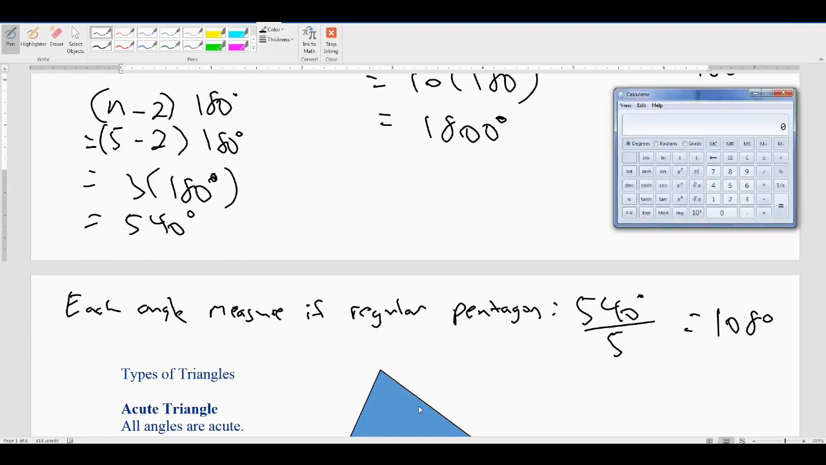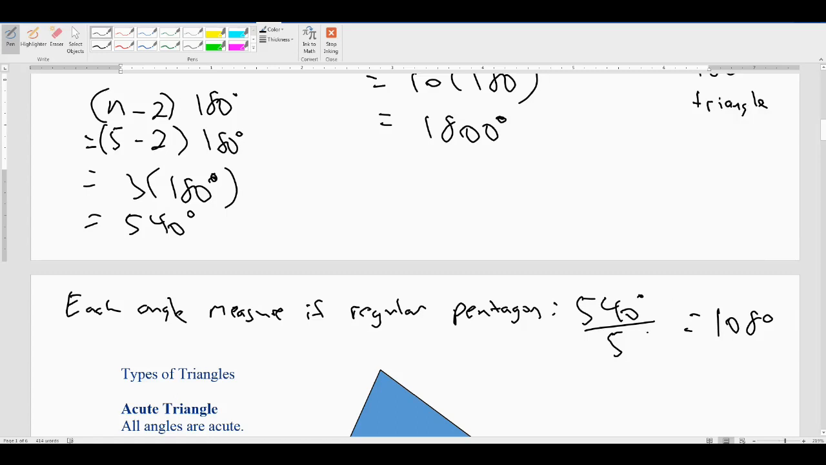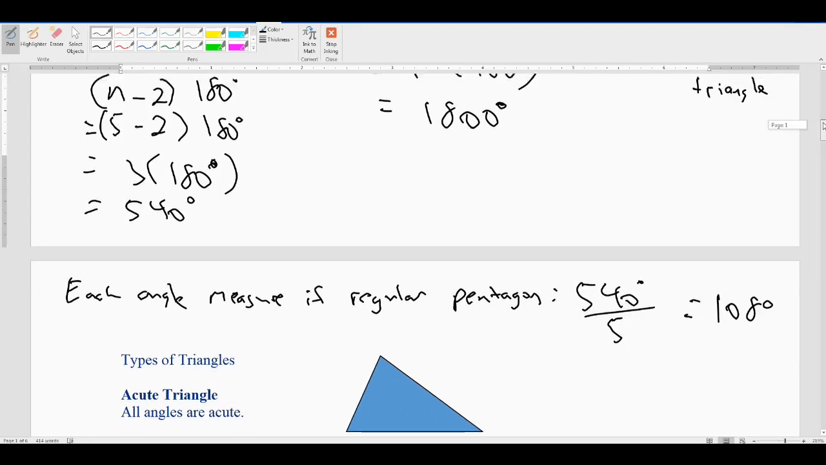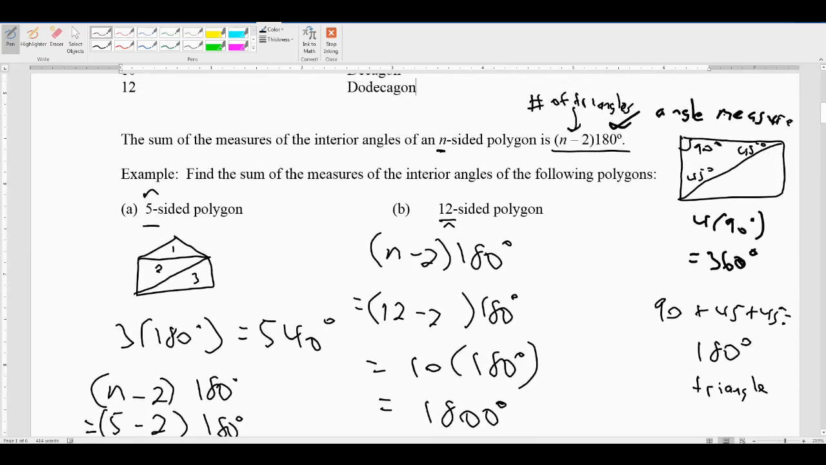Now, once again, never hurts to make sure. With the calculator, 540 divided by 5. So that could be a possible question. Don't know. So it's just a neat little formula to know. It all involves a triangle.